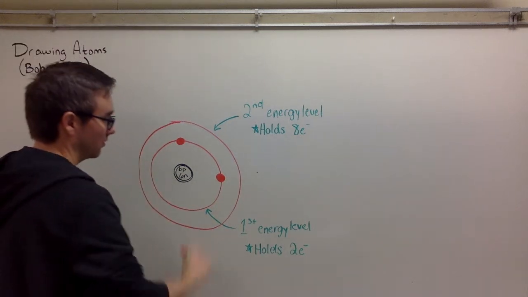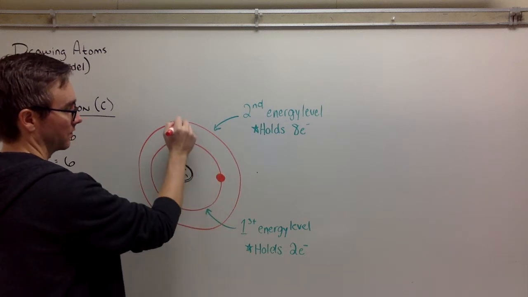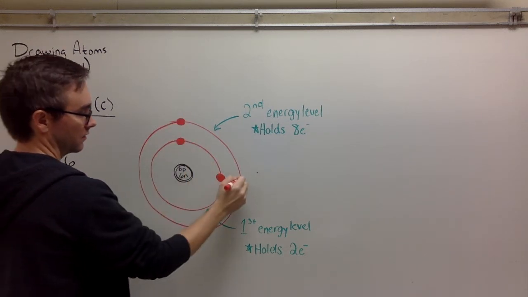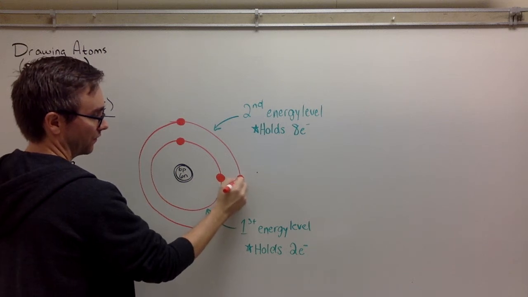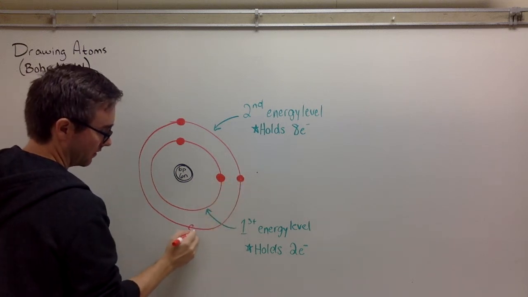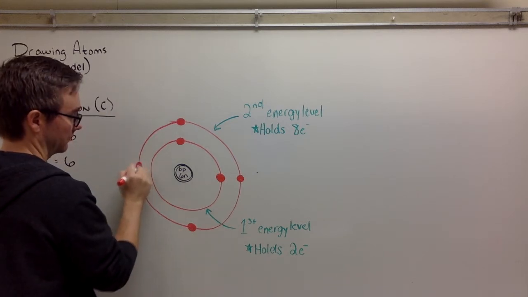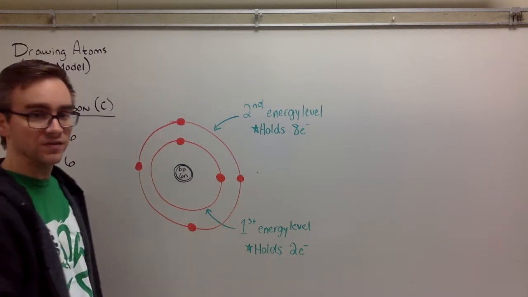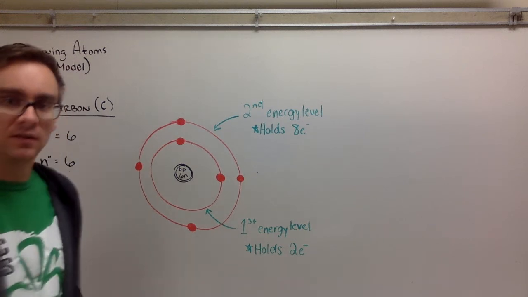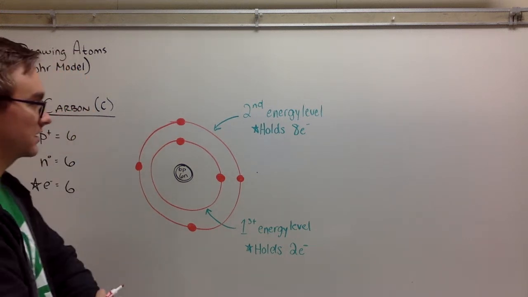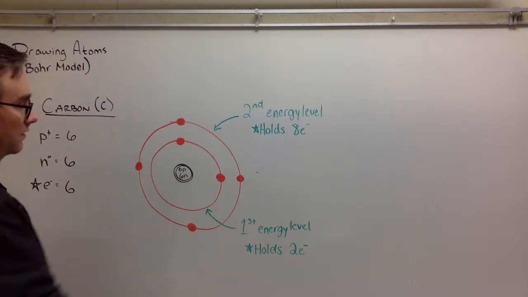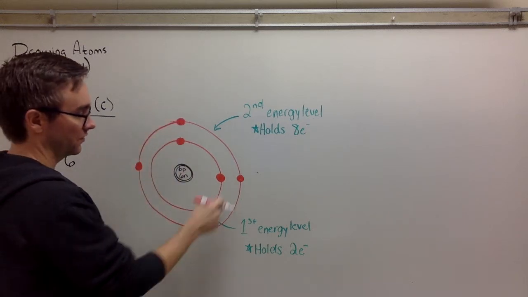So I've done 1, 2, 3, 4, 5, 6. So I have a total of 6 electrons here. All right. I have a total of 6 electrons. 4 of them in the second energy level, 2 of them in the first one.